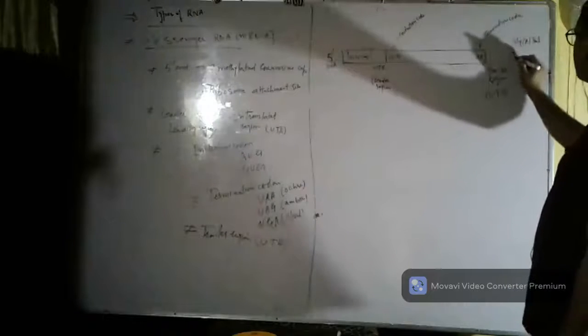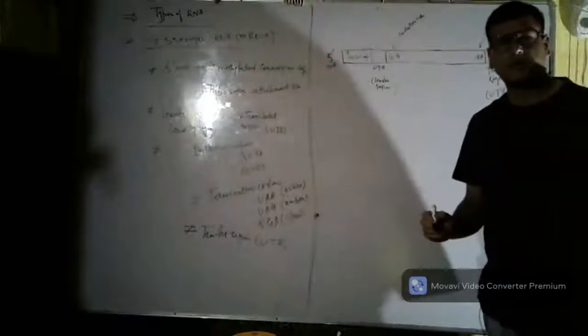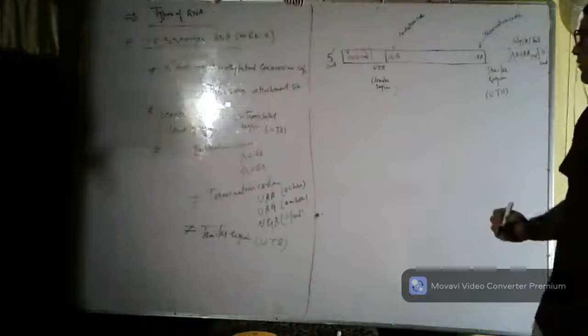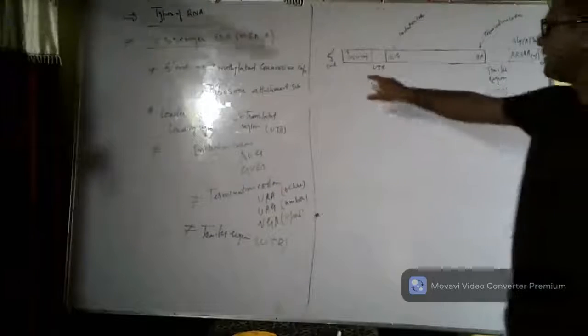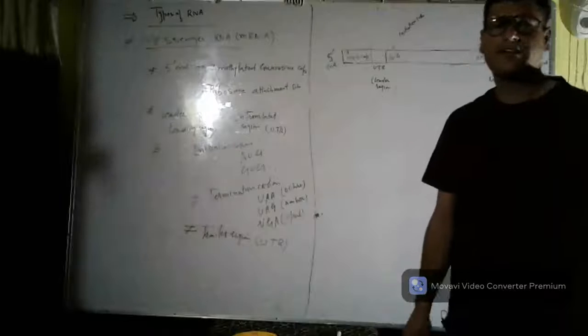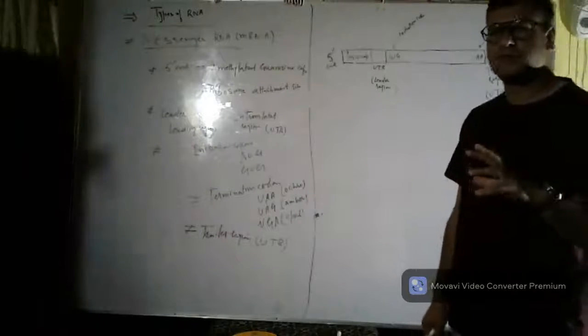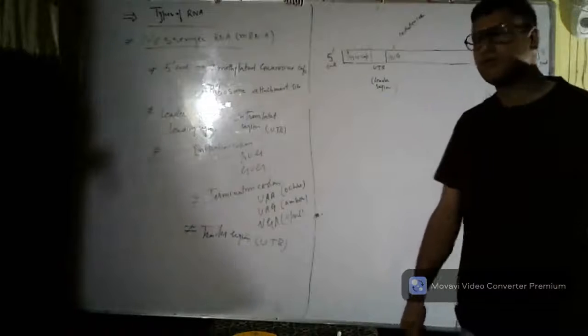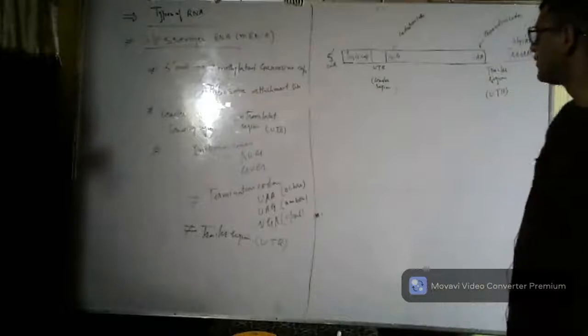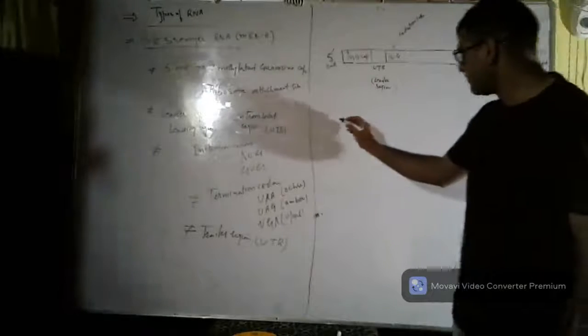In this poly-A tail, we have approximately 200 adenosine residues. This is at the 3' end of the mRNA. So we have the 5' end, which has the methylated guanosine cap, and at the 3' end we have the poly-A tail. That means there are approximately 200 adenosine residues present at the 3' end of the mRNA.